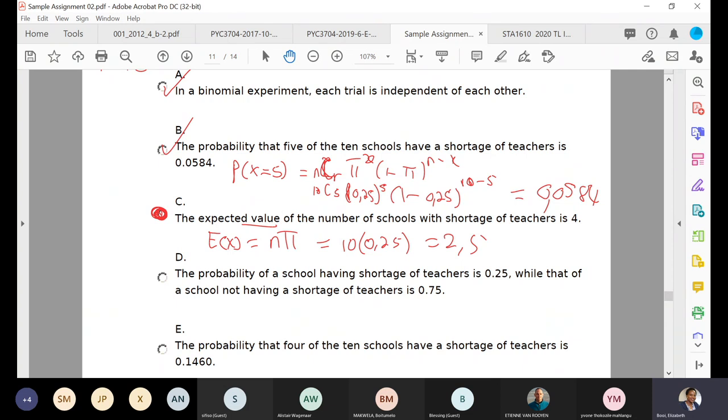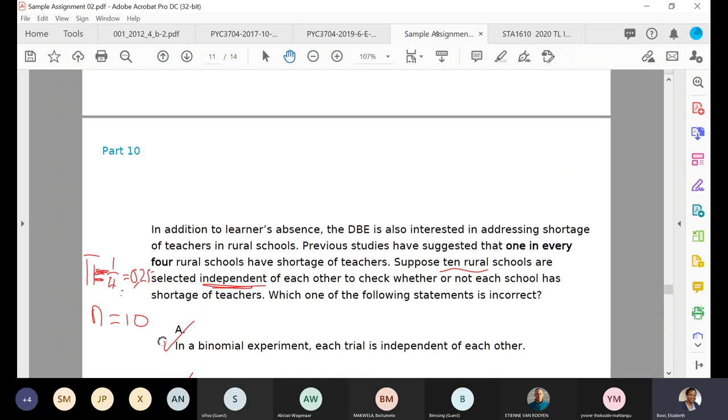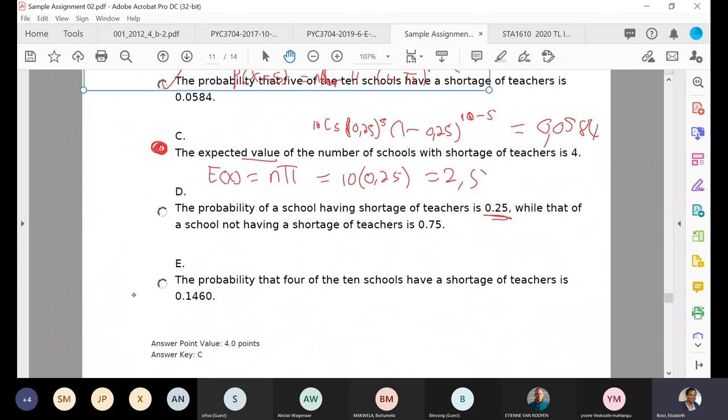The probability of a school having a shortage of teachers is 0,25, while that of a school not having a shortage will be 0,75. That is just the complement of the other, because this is the probability that we've calculated as well. One in every four schools has a shortage of teachers. It gives us 0,25. So that is what they are saying: 0,25 having a shortage, and the complement of it will be 0,75, which is correct.